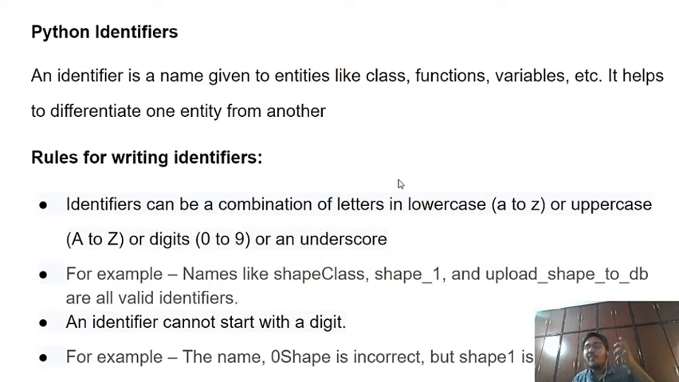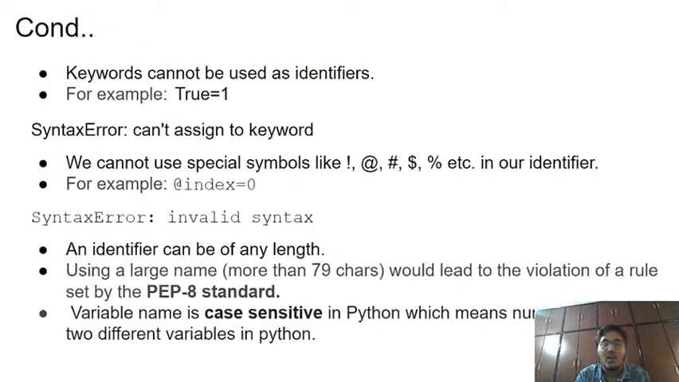So a variable should be a combination of lowercase letters, uppercase letters, as well as digits, but a variable cannot start with a digit. An identifier cannot be a keyword, as I have already mentioned in the beginning of this video. While we are talking about identifiers and keywords, a keyword should not be an identifier. If you use that, we will get a syntax error.